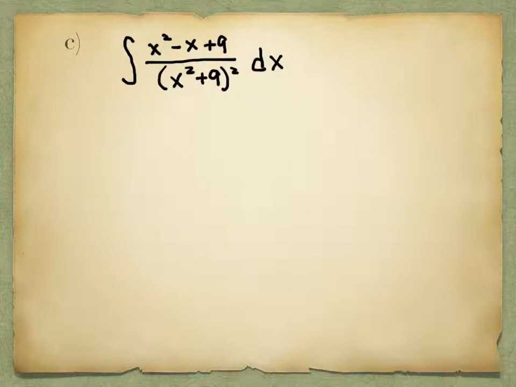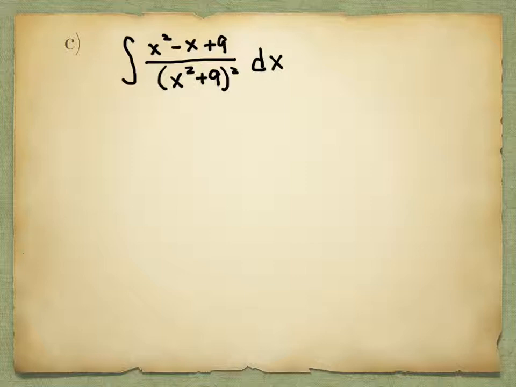All right, so on this one I have x squared minus x plus 9 over x squared plus 9 quantity squared. So what do you see on this one? Do I need long division? I actually don't, because if I really multiply that denominator out, I'd have a power of 4 in that denominator, right? So I don't really need long division.